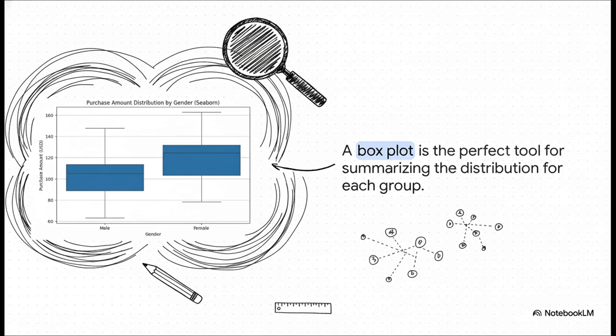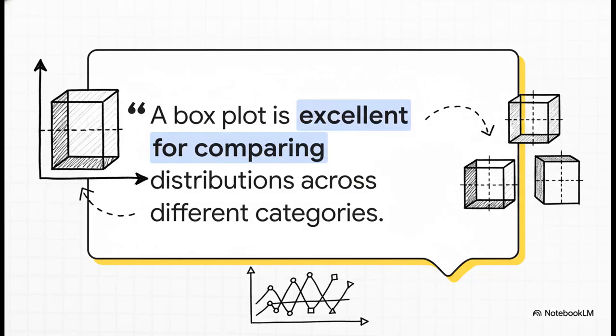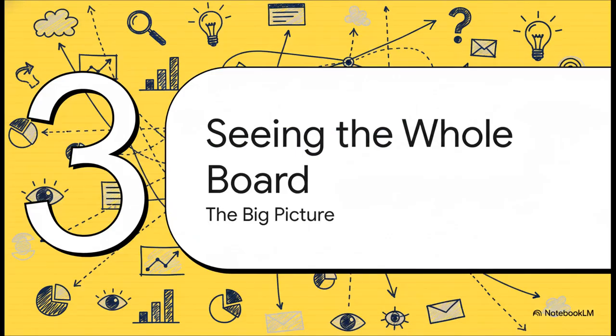See that line in the middle of the box? That's your median, the typical purchase amount. The box itself? That shows you where the middle 50% of your customers fall. It's amazing because you can instantly compare the typical spending and see how much that spending varies between the groups. And really, that's the main takeaway. A box plot is just an incredibly powerful tool for comparing how a value, like spending, is distributed across different groups. Super, super useful.